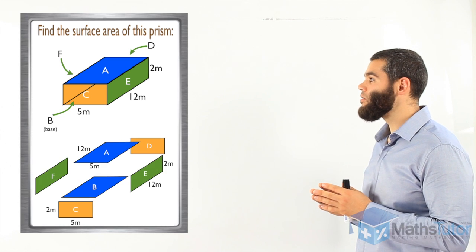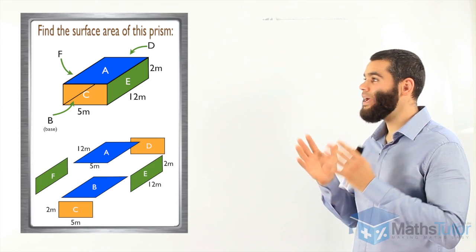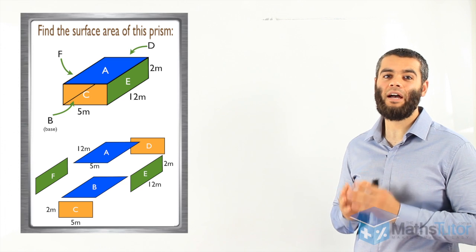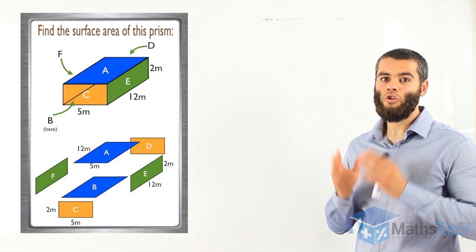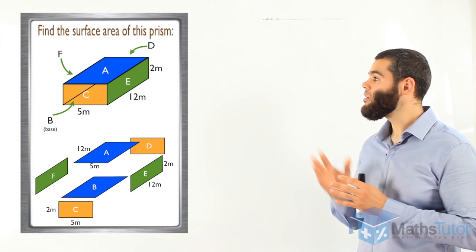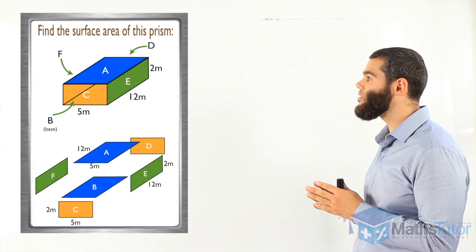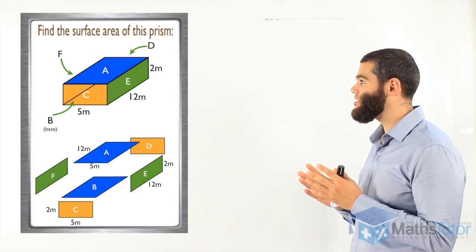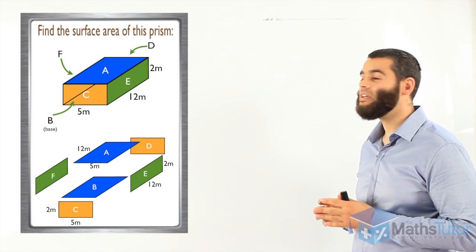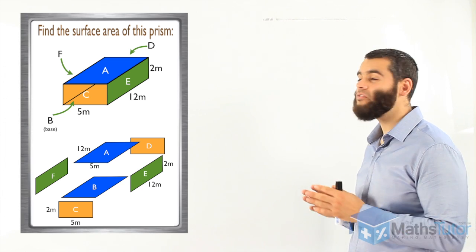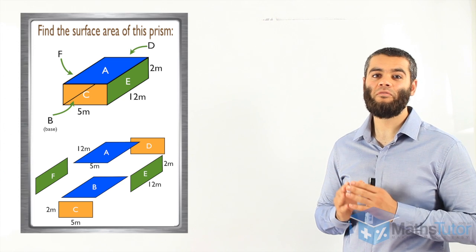So look at this. What have we done? We've expanded the prism to see every face, to make sure that we are going to work out every face. Now, of course, you may be able to imagine this yourself. So here, we've expanded the prism, and we notice there are 6 faces: face A, B, C, D, E, and F. So all 6, we need to find the area of every single face.